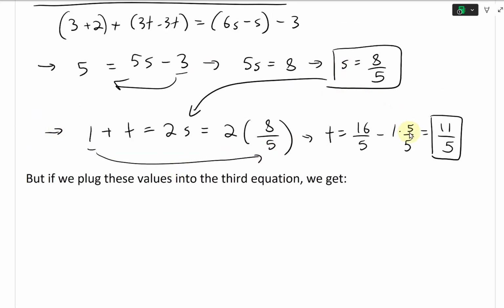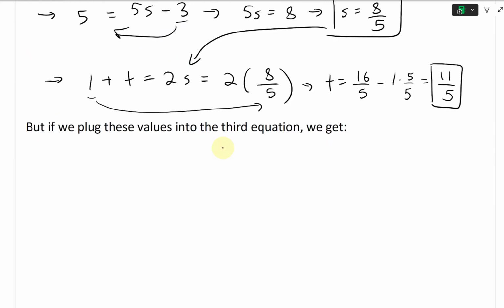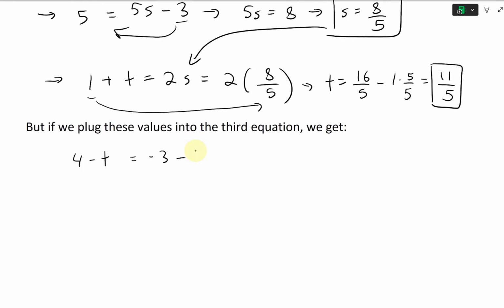Alright, so now if we take these two values, so we have t and we have s, and plug these values into the third equation, so if we look here, 4 minus t and negative 3 plus 4s. So 4 minus t equals negative 3 plus 4s, so they have to be equal like that. So then if we plug in t, we're going to get 4 minus 11 over 5 equals negative 3 plus 4 times s, which is 8 over 5, like that.